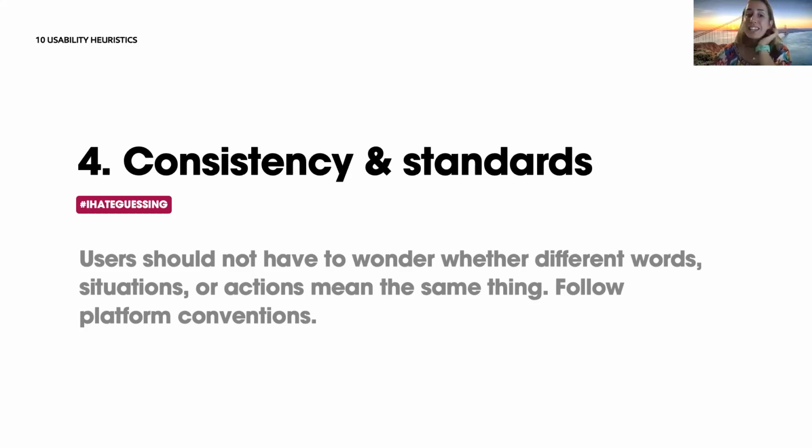Okay, heuristic number 4, consistency and standards. This heuristic will ensure that your application is predictable and learnable. Users should not have to be guessing what different words, situations, or actions mean within your applications. We can think about consistency in 2 different ways, external and internal.